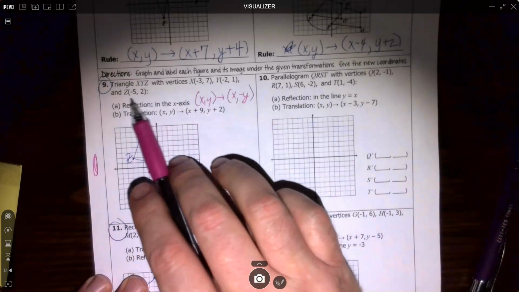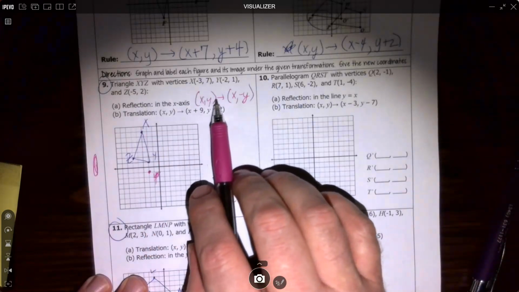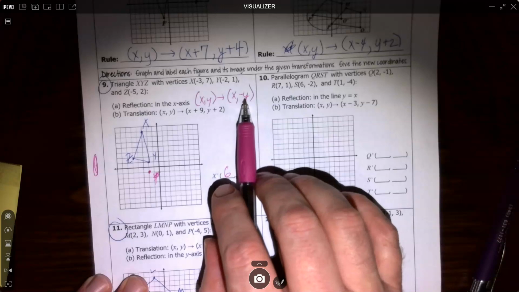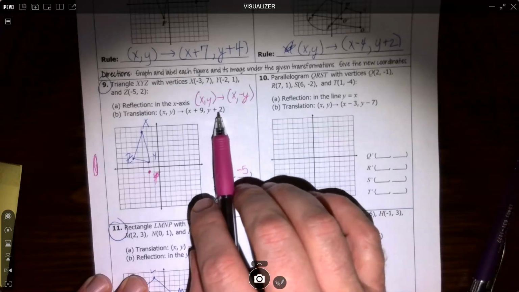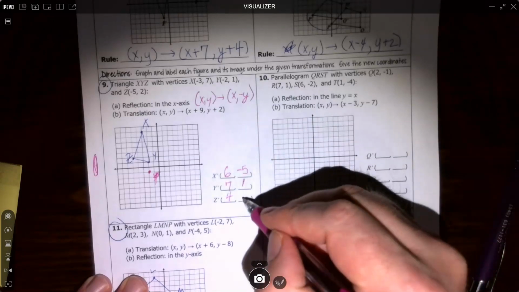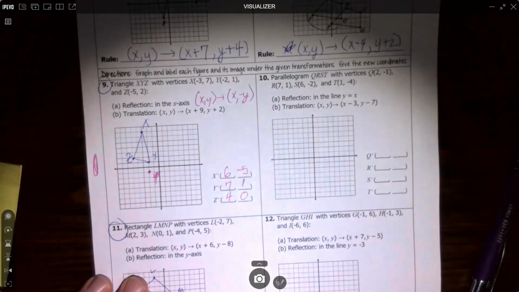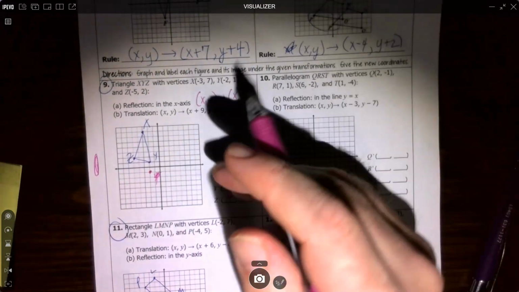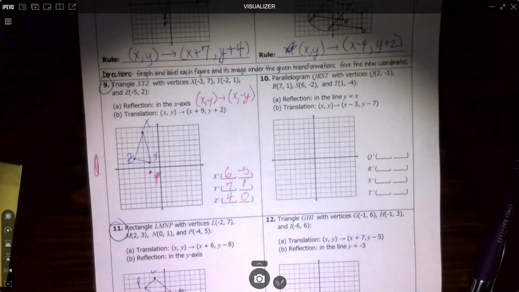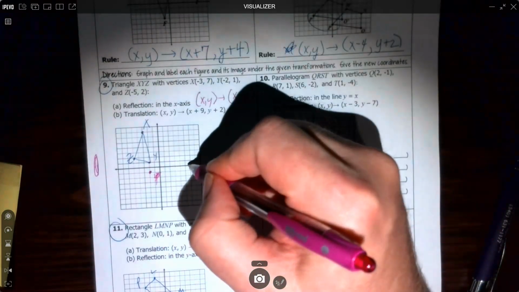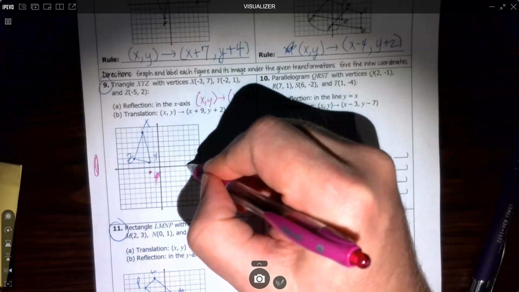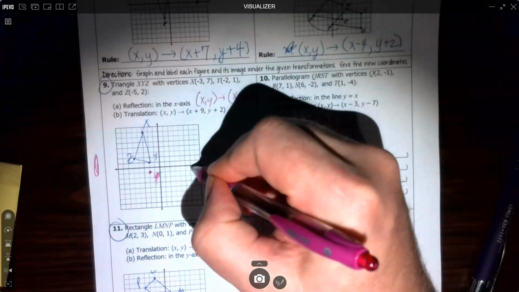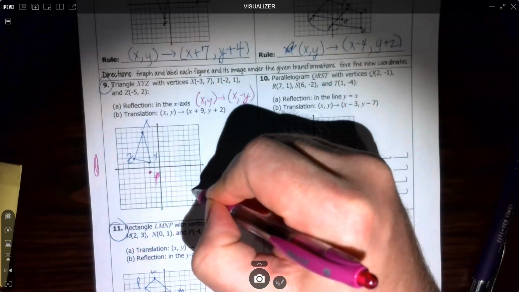Y comes in, 2 comes in here, changes to -2, and then adding 2 to -2 makes this 0. And so when I get done, I'm going to plot these, and hopefully I've flipped it over the x-axis and I've slid it. That's the whole idea. All right, so 4, let's go 6, negative 5. 6, 1, 2, 3, 4, 5, 6, negative 5. I think that's right there.